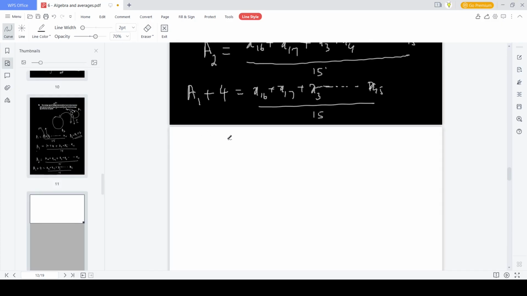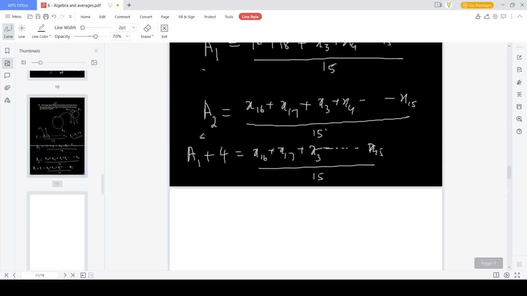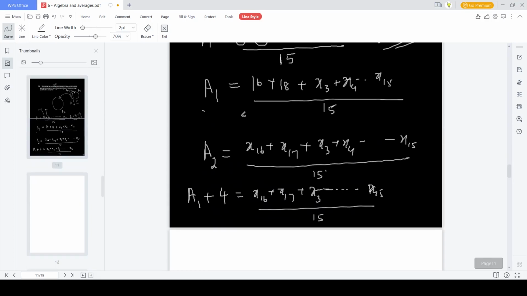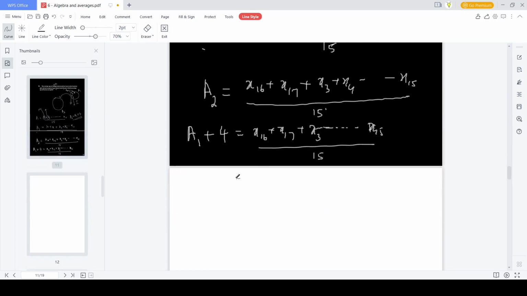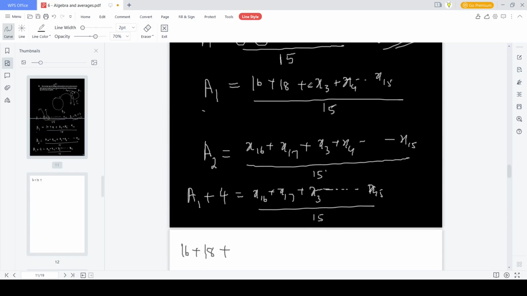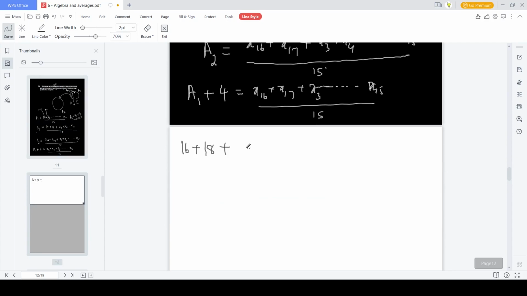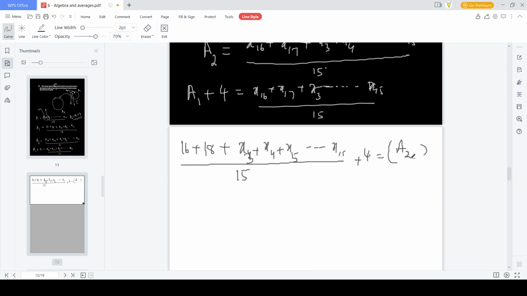I'll just add this extra sheet for a minute. Okay, a1 I have to substitute. a1 is nothing but 16 plus 18 plus x3, x4, x5, so on up to x15. This you have to divide by 15 plus 4, and this whole part is a2.